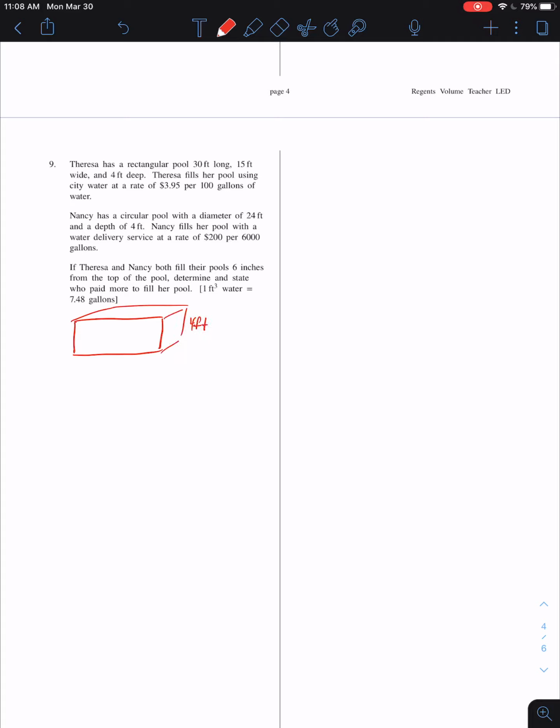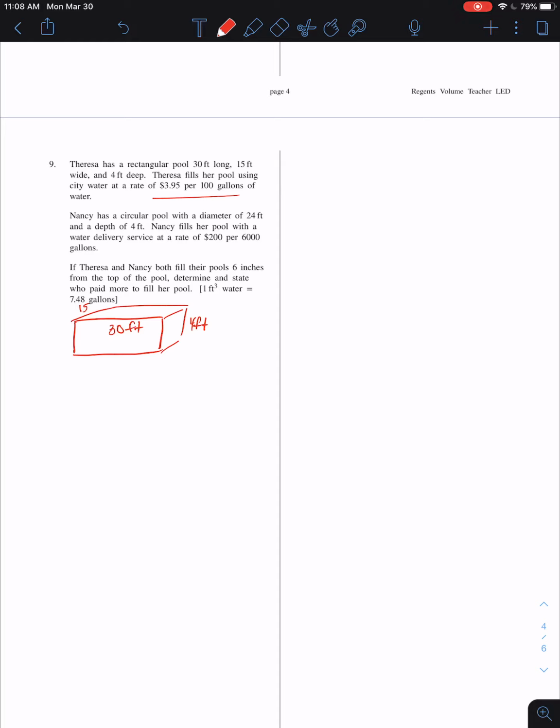4 feet deep, 30 feet long, and 15 feet wide. She fills her pool using city water at a rate of $3.95 per 100 gallons. Okay, we'll keep that in mind.